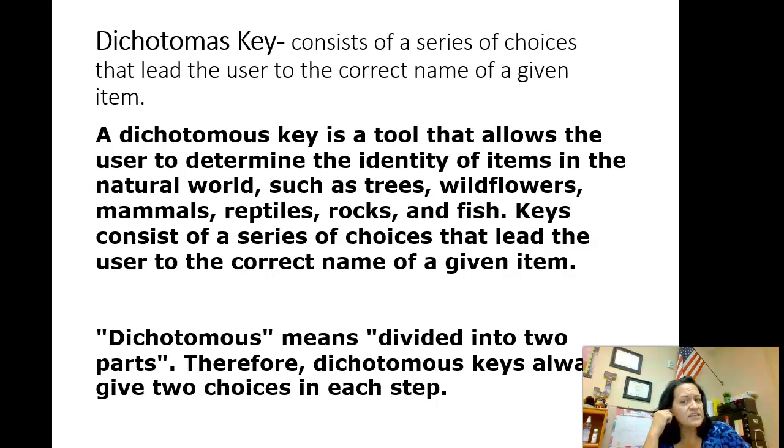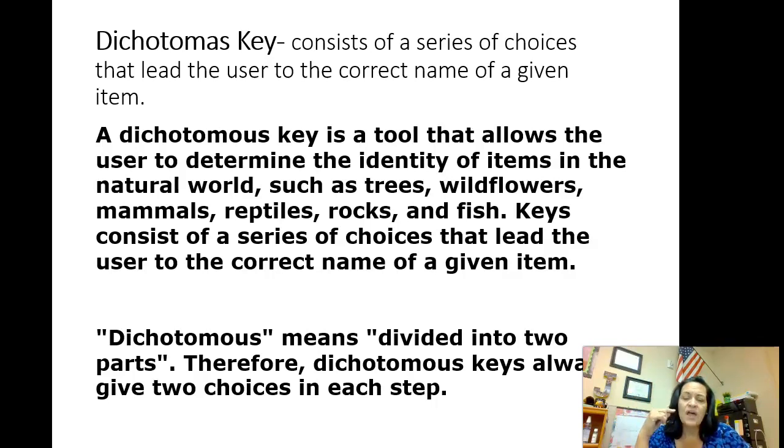So a dichotomous key is a tool that allows the user to determine the identity of items in the natural world, such as trees, wildflowers, mammals, reptiles, rocks, and fish. Keys consist of a series of choices that will lead you to the correct item. Dichotomous means divided into two parts. So you always have two choices, and they are usually an opposite type choice.